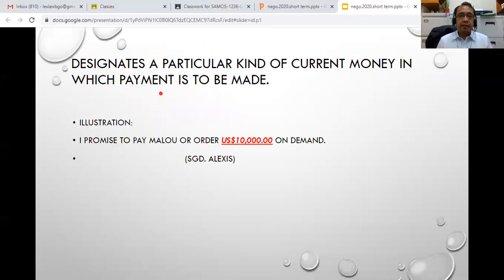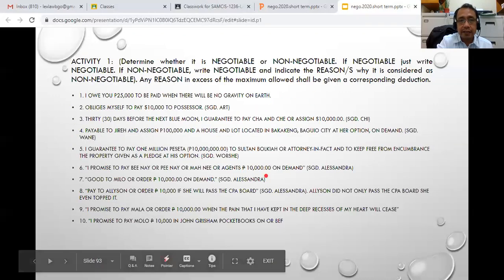And finally, designates a particular kind of current money in which the instrument is to be made. You notice that in our examples, I usually make use of Philippine currency. So I promise to pay X order 1,000 pesos on demand. Ganun. 1,000 pesos. That's Philippine currency. But is it possible for me to make use of a different currency besides the Philippine peso? The answer is yes. And it does not affect the negotiable character of the instrument. Such as in this case, instead of using Philippine peso, I made use of US dollars. Negotiable pa rin po yan.